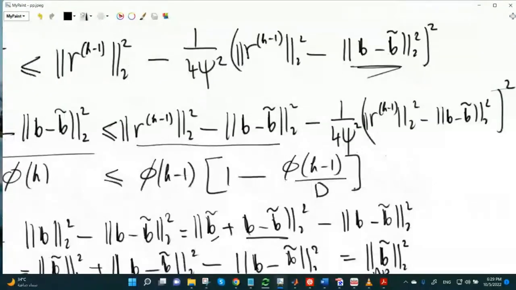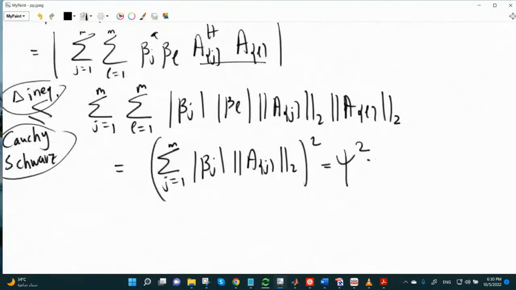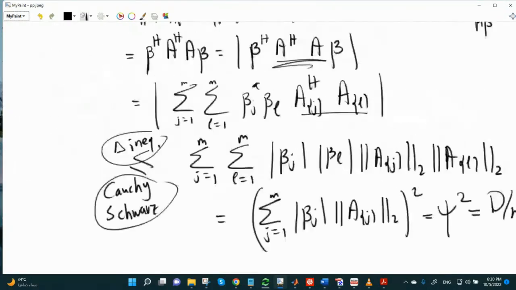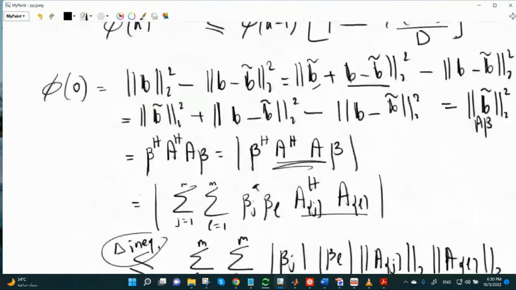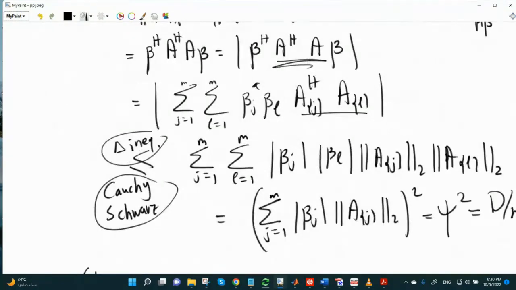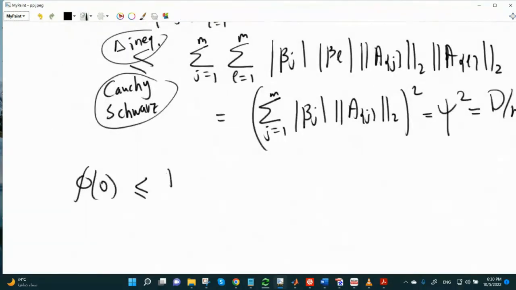And then moving from this step to that step, we called 4 psi squared as d. And so this means that this guy is d over 4, which means that phi of 0 is upper bounded. Again, where is the upper bounding? The upper bounding comes from here by applying the triangle inequality and the Cauchy-Schwarz inequality. So phi of 0 is upper bounded by d over 4.